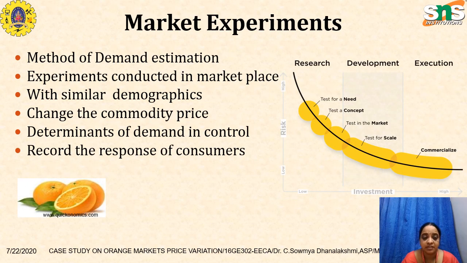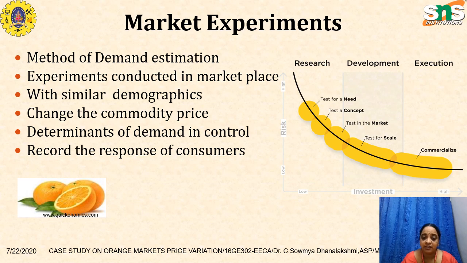This is the market experiment: research, development, and execution. Test for a need, test a concept, test in the market, test for scale, and commercialize. The need should be understood by the manufacturer first, and the concept should be known and tested in the market. It should be tested for a scale, like 10 kilograms or 100 kilograms in a week, or 10 kilograms in a day. Then it can be commercialized with all the possible incorporations of the demand and supply.